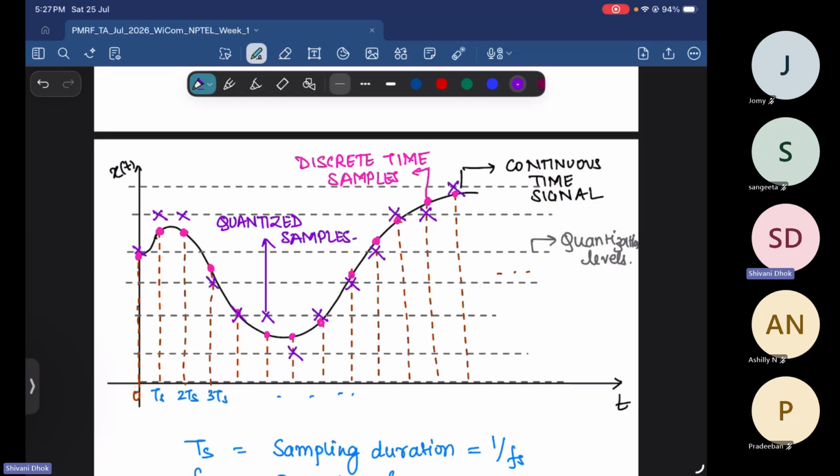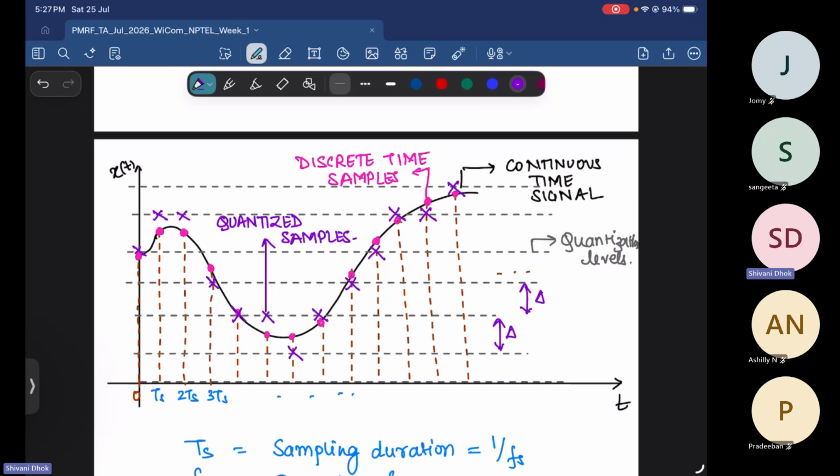Right now what I have shown is something known as a uniform quantizer, where each quantization level has a difference of delta. There are other efficient ways of doing this quantization, but I'm not going into details of that right now. That can be looked at from your previous courses. But this is the basic idea of quantization.